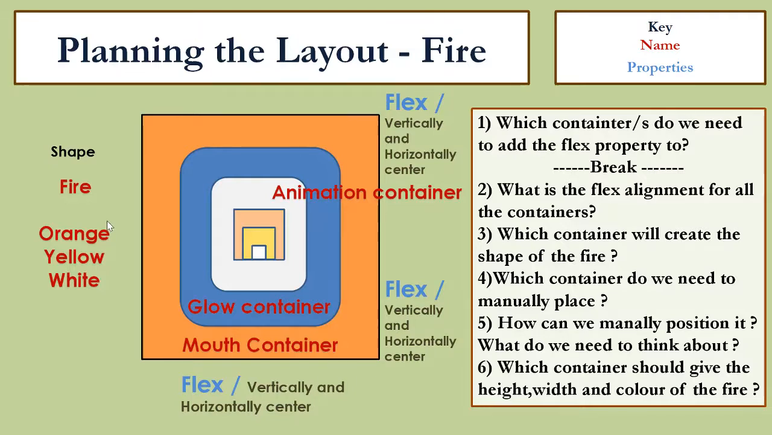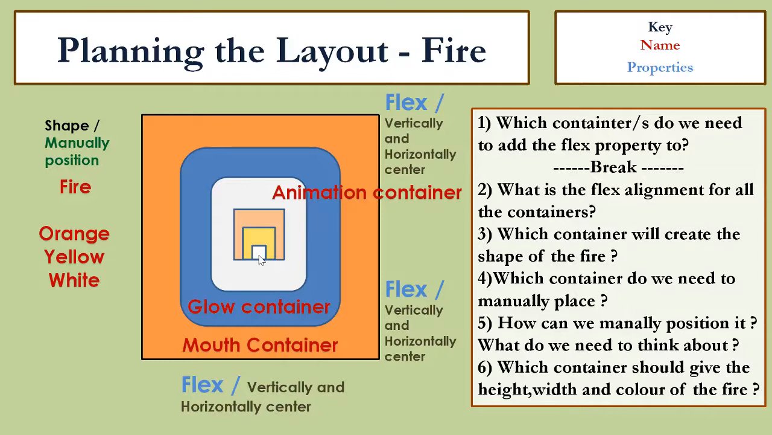So then, knowing that, hopefully you know which container we need to position manually. We're going to be positioning this fire class manually. If we position this where we want, then all the orange, yellow, and white will be positioned exactly at the same place here. How can we manually position it, and what do we need to think about?